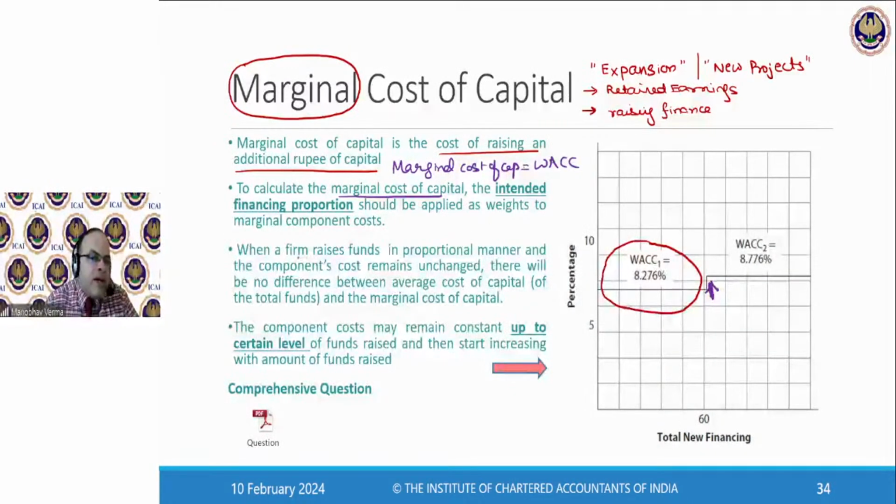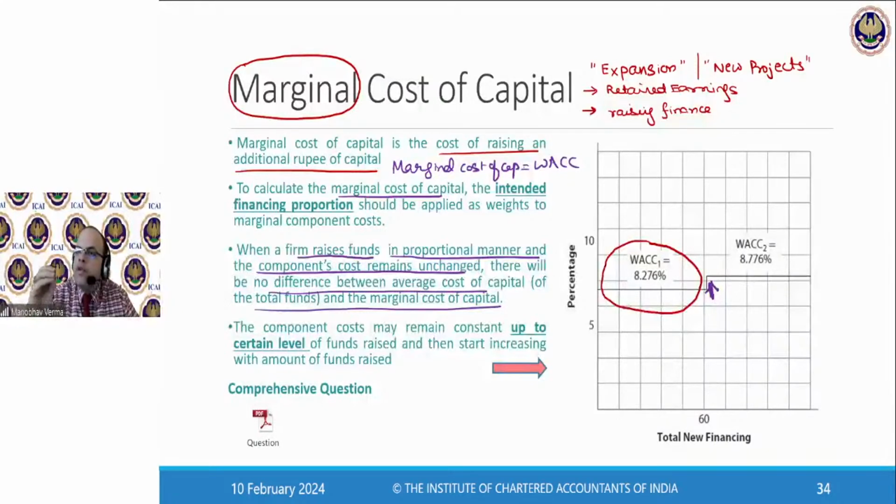But when we are raising funds, and we are raising capital in a proportional manner, that is, the component costs remain unchanged, there would be no difference between the average cost of capital and the marginal cost of capital. What we are trying to say here is, as soon as we raise new equity, our cost of capital, WACC, will change accordingly.